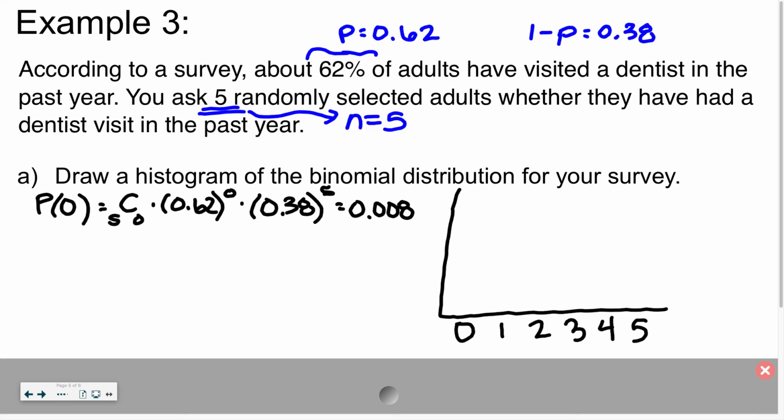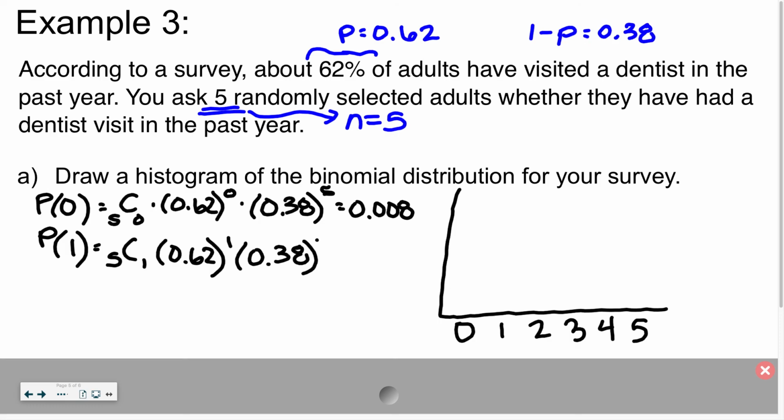Now if you type that all into your calculator, I want to point out that the setup for the probability of one person going to the dentist is very similar. What's the only thing that changes? Your choose and your exponents, your n's or k's and your n minus k's. In your calculator, you need your number of successes to go up by 1 and your number of failures to go down by 1. You can just click the up arrow on the calculator.